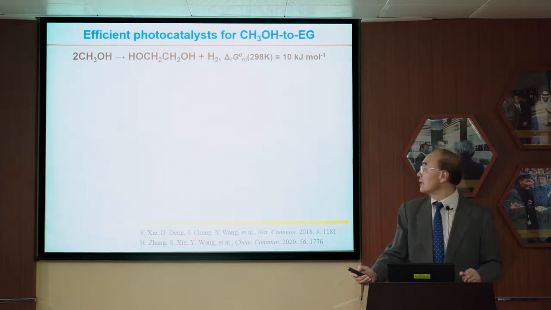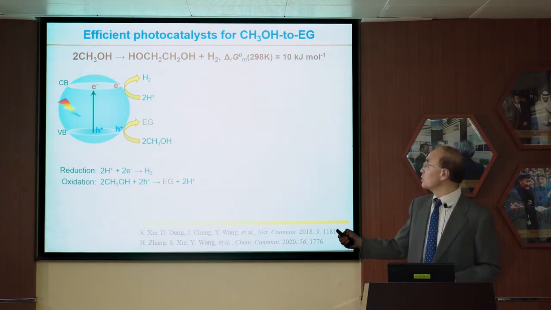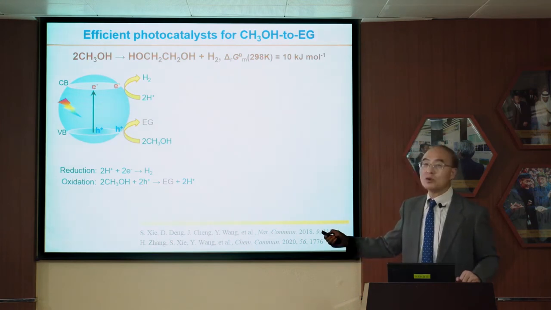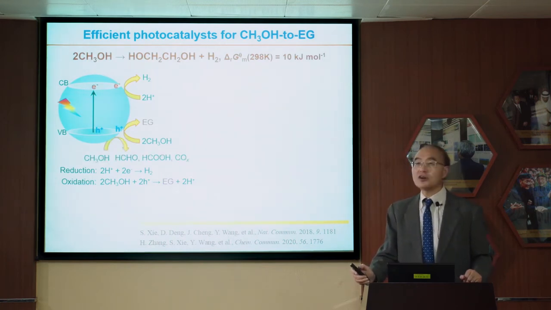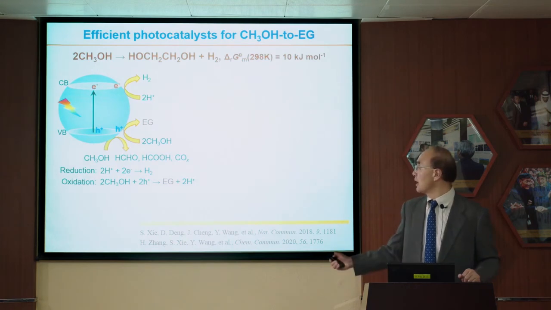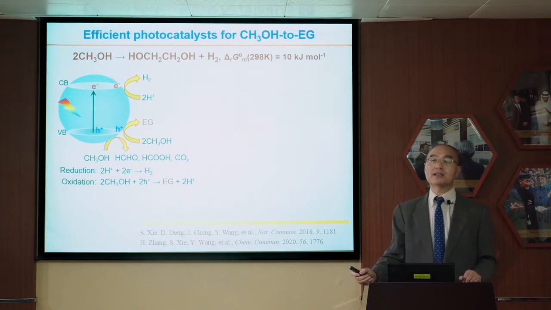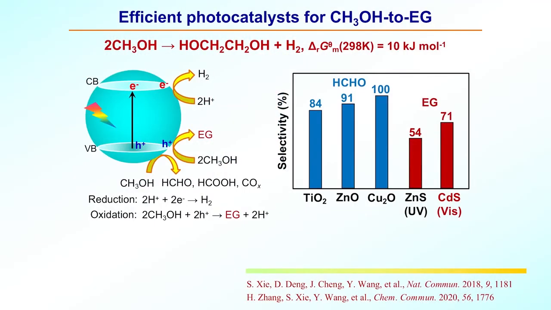We expect that over a semiconductor photocatalyst, photogenerated electrons work for the hydrogen evolution, while photogenerated holes may function for the oxidative coupling of methanol to EG. However, other oxidation products such as formaldehyde, formic acid, CO, and CO2 may also be formed at the same time. Actually, over typical metal oxide semiconductors such as titanium oxide, formaldehyde was a major product.